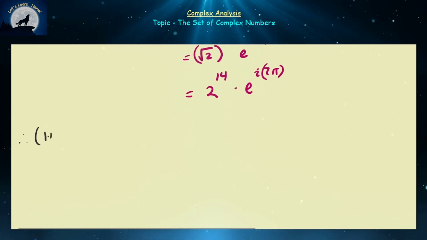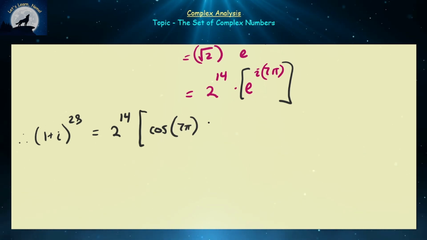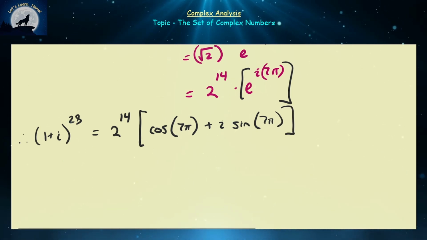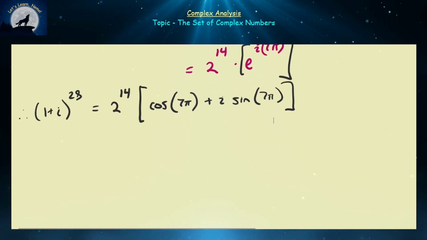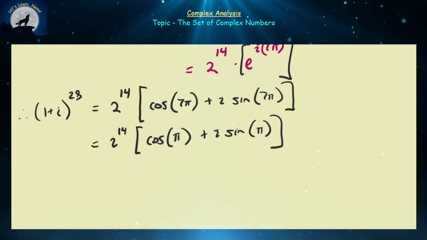We have that (1 + i)^28. From here we can use de Moivre on this particular object, and that's going to be equal to 2^14 multiplied by cos(7π) + i sin(7π). Keep in mind that sine and cosine are both periodic functions with period 2π, so we can subtract 2π's from each of these in order to simplify them. If we subtract 2π from 7π three times, we're just left with π. So we have cos(π) + i sin(π).